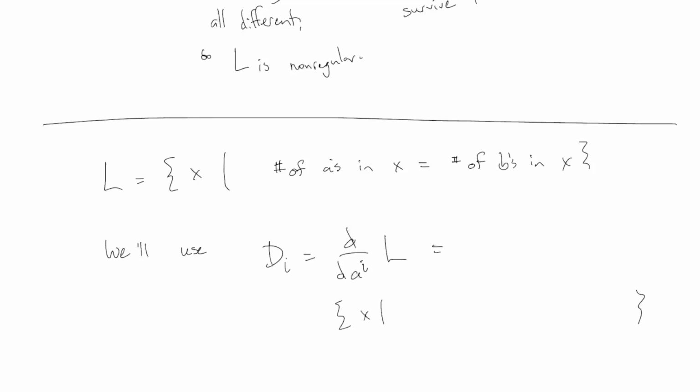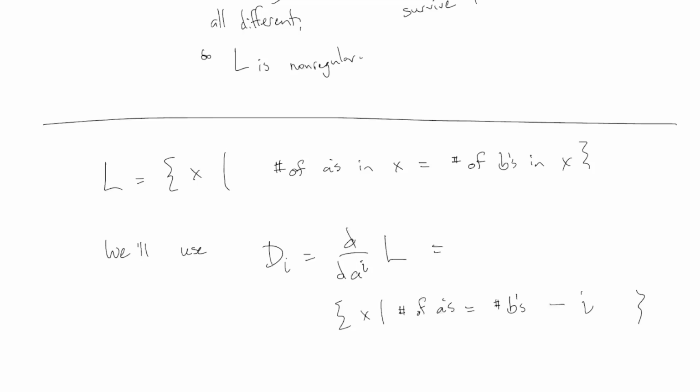Or the number of A's, maybe I'll say it this way, equals the number of B's minus i. I think I said that the right way around. There are fewer A's now, right? How many fewer? i fewer, because we canceled i of them. So the number of A's in x is now the number of B's minus i.